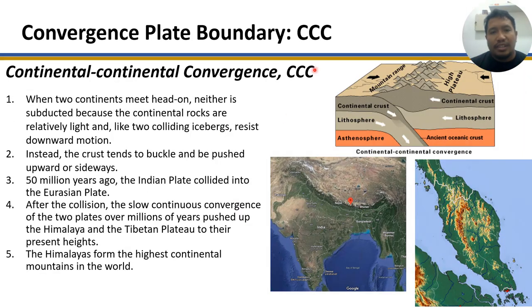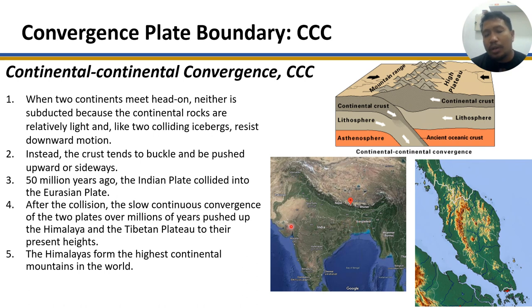In CCC, or continental convergence, the continental plates do not subduct beneath each other. When two continental plates converge, they are both relatively buoyant and resist subduction because they are composed of lighter continental crust. Instead of being subducted, the collision of continental plates leads to various geological processes such as crustal buckling, uplifting, and the formation of extensive mountain ranges.